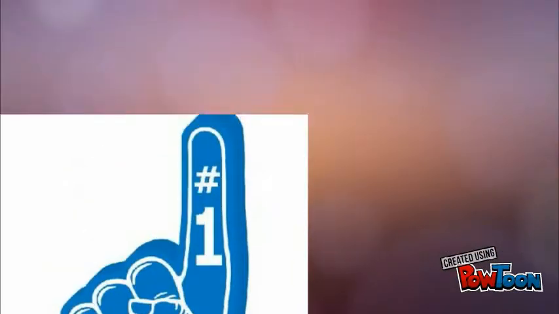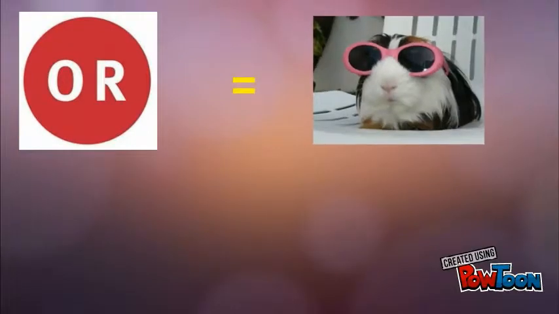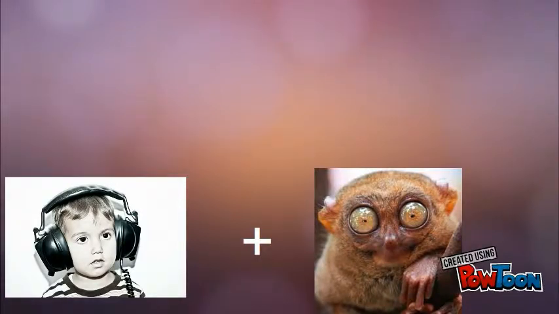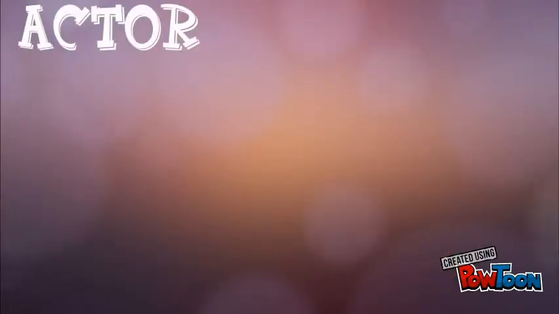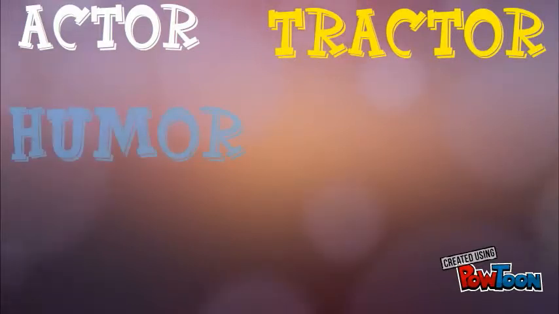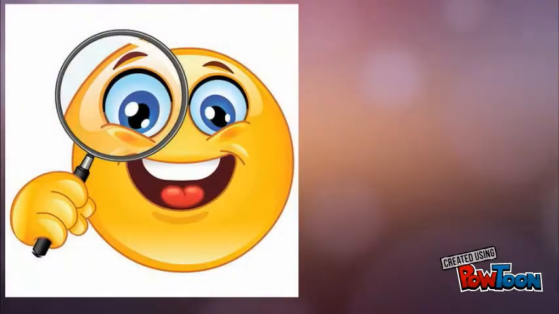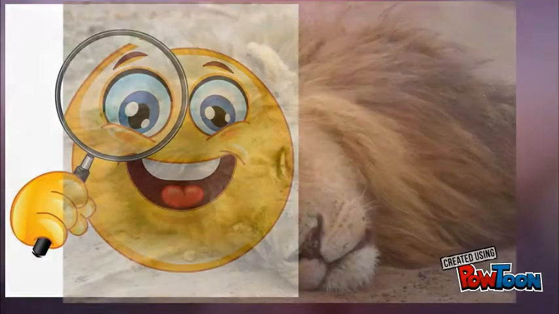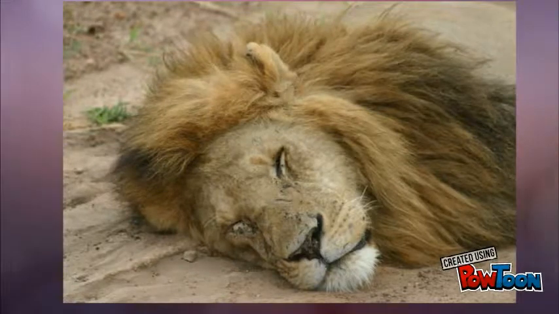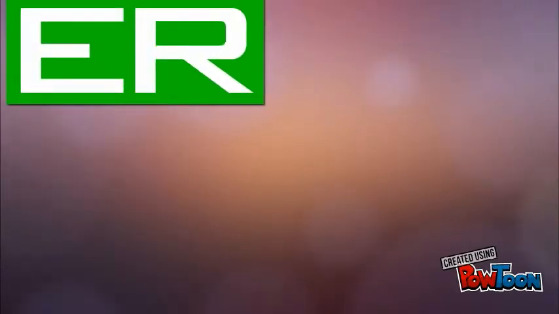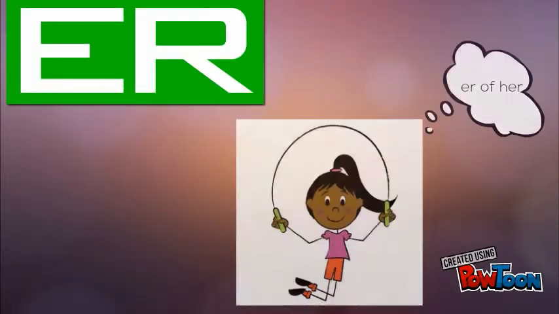First, let's take a look at some words with the OR phonogram that are being lazy. Listen carefully to the words and see how they are spelled. Actor, tractor, humor, motor, odor. Notice that the OR phonogram is always in the unstressed part of each of these words. Now think about the sound that you heard at the end of each of those words. That's right, you heard the sound like the ER of her.